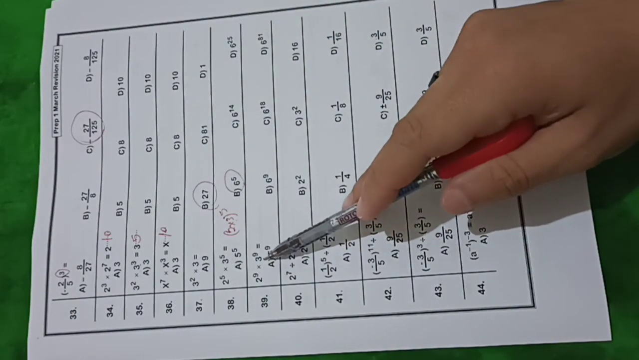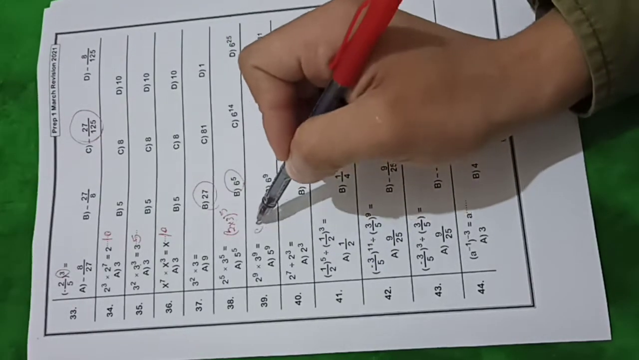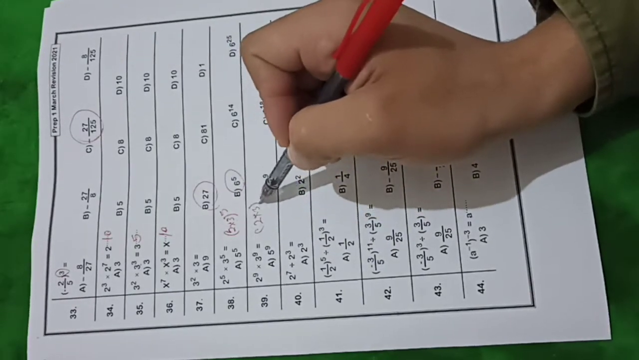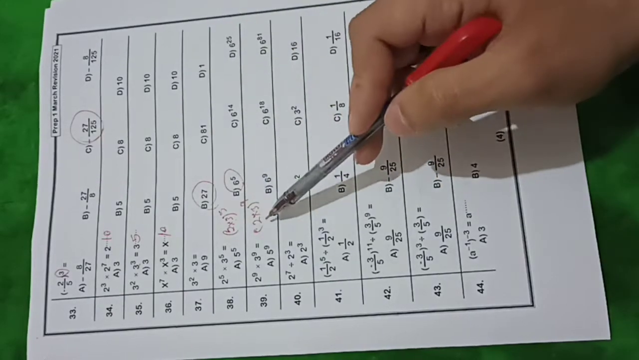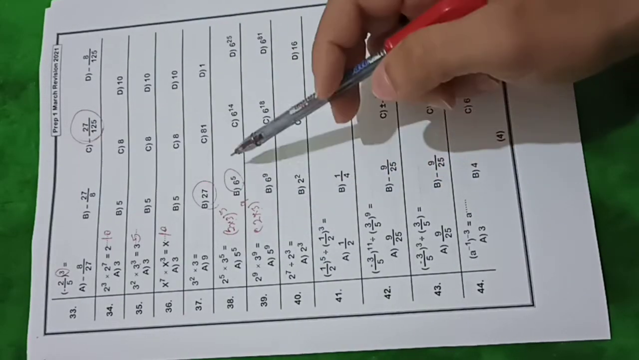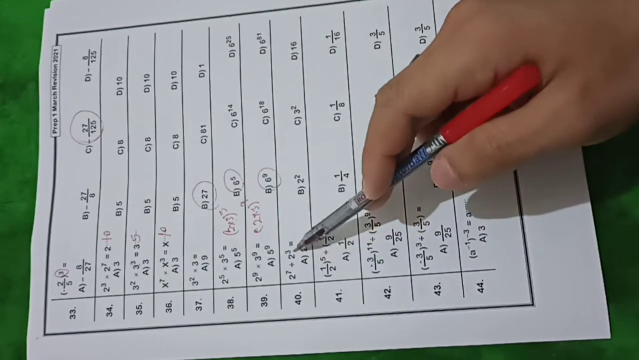2 power 9 times 3 power 9. The same. We make a bracket. Inside the bracket 2 times 3. This bracket raised to power 9. 2 times 3 equals what? 6. 6 power 9.